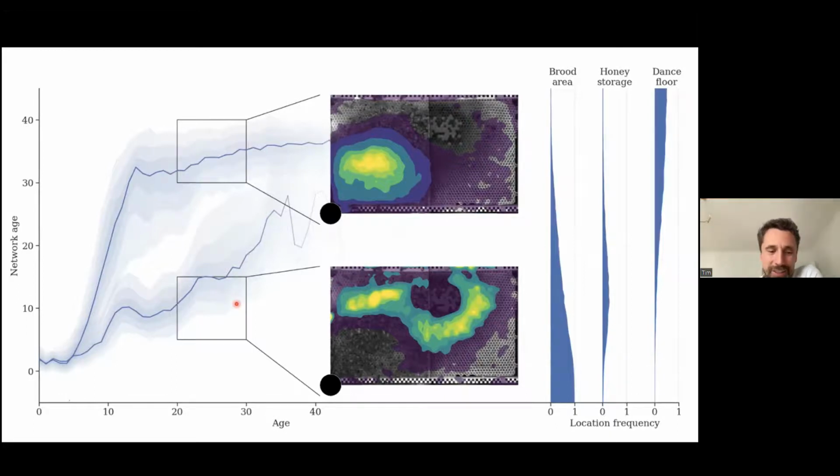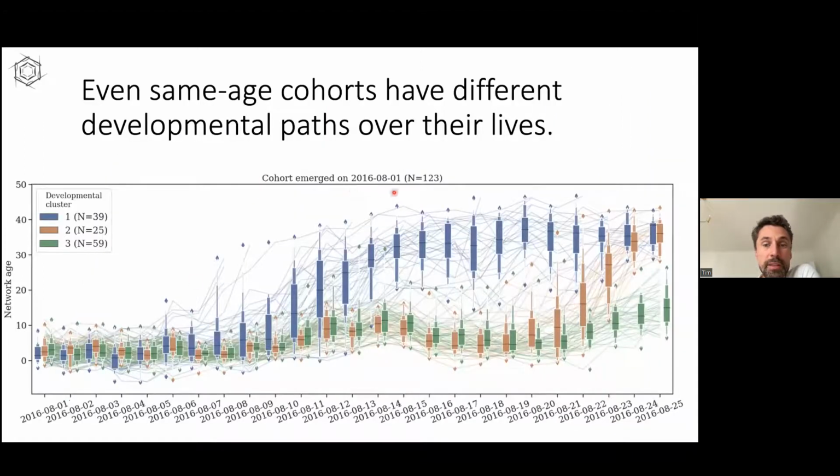because it is not that it's same age cohorts, right? So these could be the older ones in a way, or these could be the younger ones. We've looked at same age cohorts. So for example, in this example, 123 bees that emerged the same day. And then we track them and their network age, and we see that this blue cluster here starts developing into high network age early on in life.